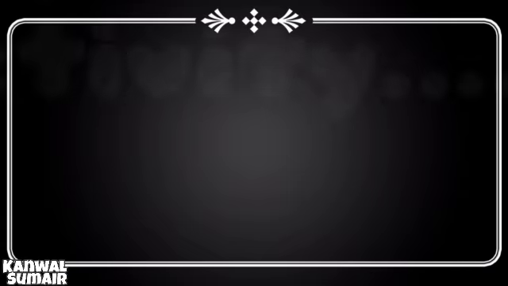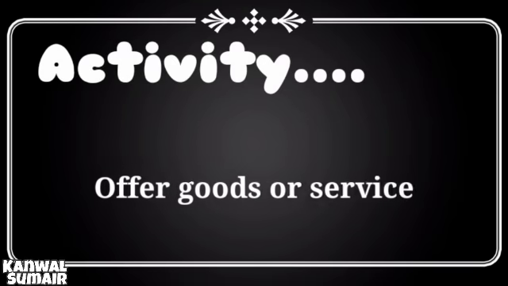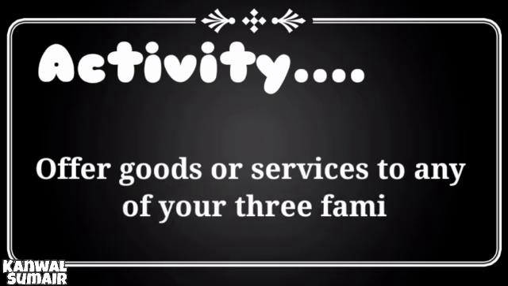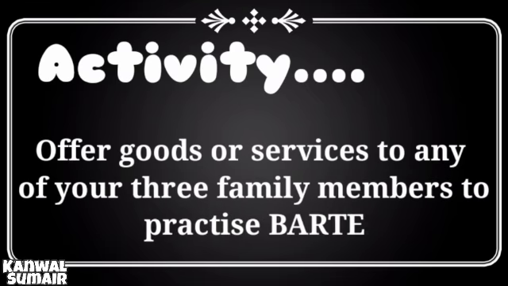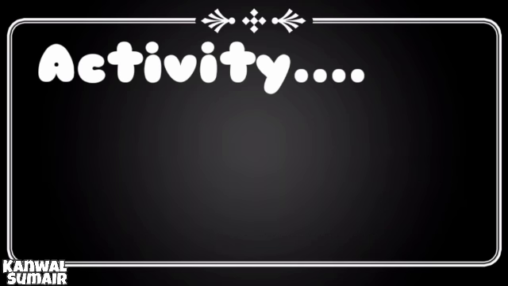Now it's activity time. Think about any goods or services you can offer to any three of your family members. For example, if your mother prepares your favorite meal, in exchange you can help her in cooking. Likewise, if your father helps in completing your homework, you can help him in washing the car. Likewise, you can offer different services or goods to your other family members.